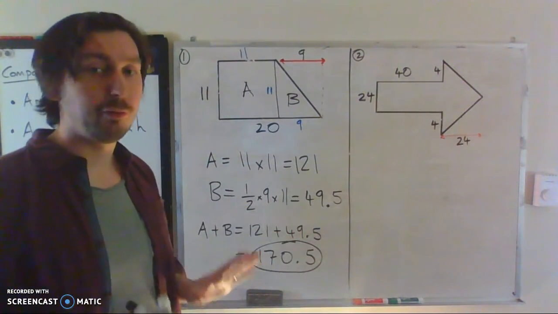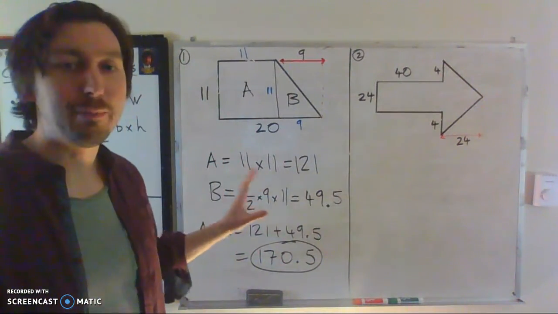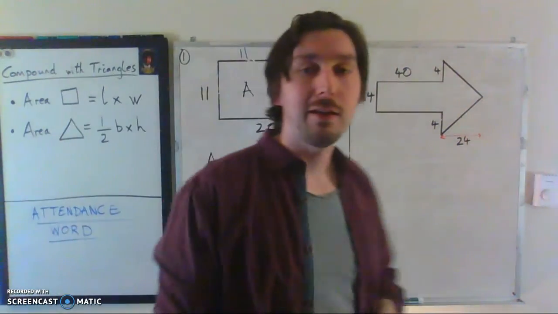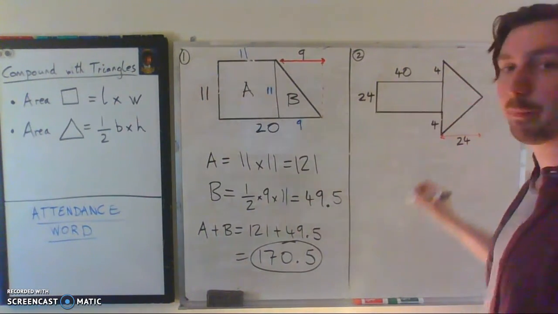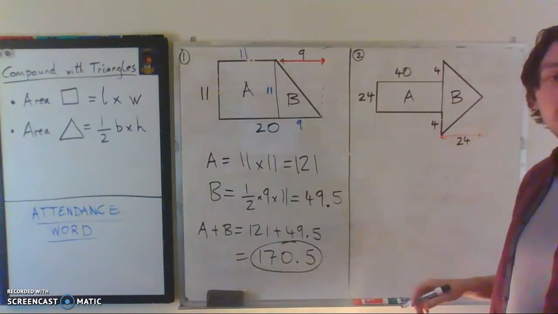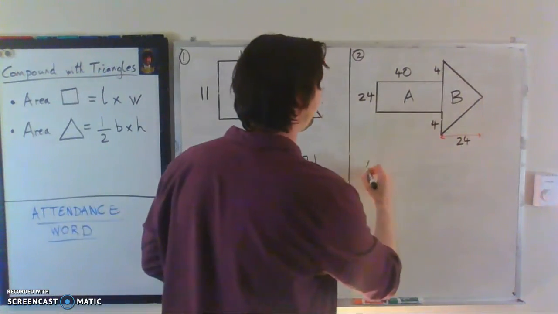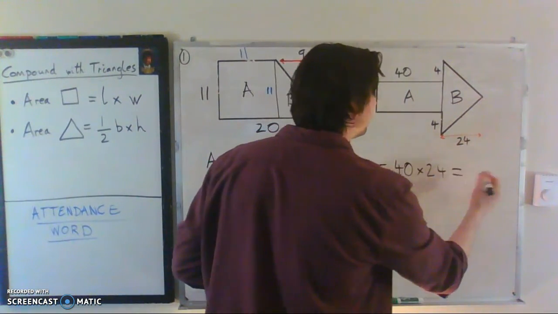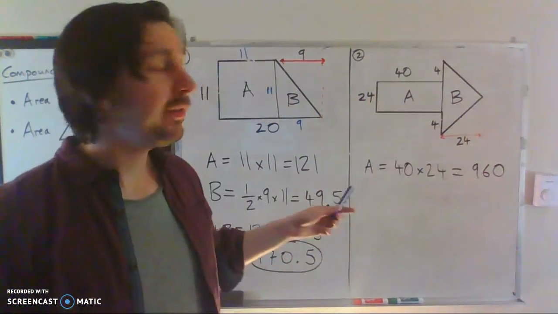Like I said, I'm not going to mark too harshly. As long as you show me like this, I'm not going to take many marks off for things you get wrong. Let's move on to number 2. This one I think is a bit trickier, but let's split it up first and see how we get on with it. I would split it up like this. A, B. Part A, it's not bad at all. 40 times 24, which is 960. Part B is a little harder.